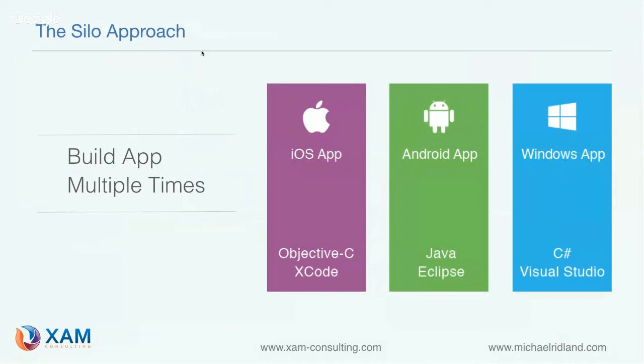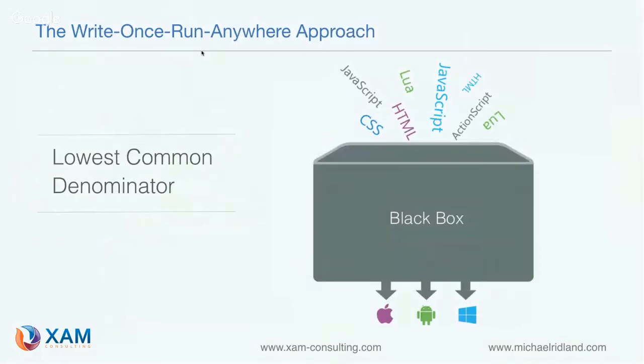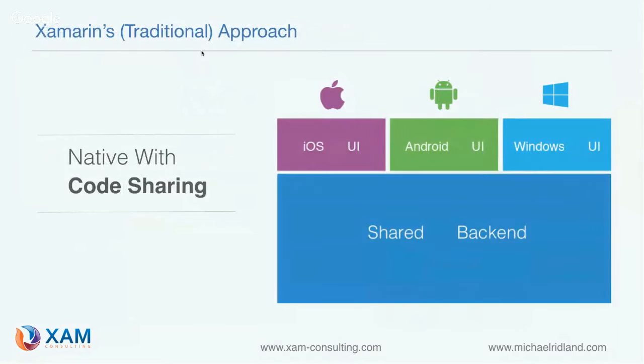So one of the traditional approaches is to have a silo where you've got an iOS app written in Objective-C, an Android app written in Java, or a Windows app in Visual Studio and C#. And then there's also the black box HTML, JavaScript, and all those other options out there. The Xamarin way is to have a shared backend, and then the native UIs for iOS, Android, and Windows. Because it's C#, they actually don't do anything with Windows. It just automatically works on the Windows platform.